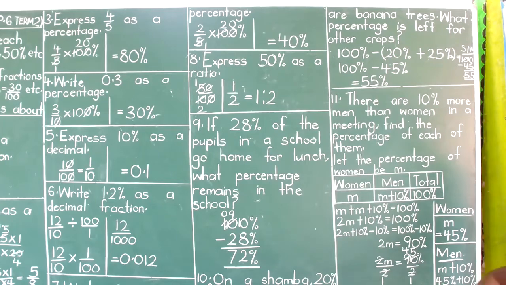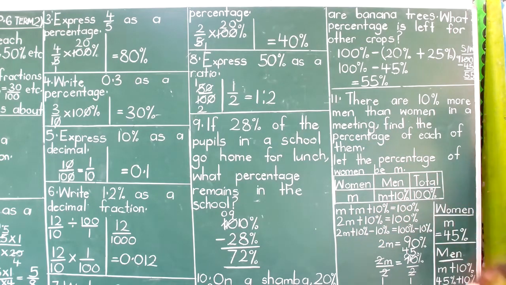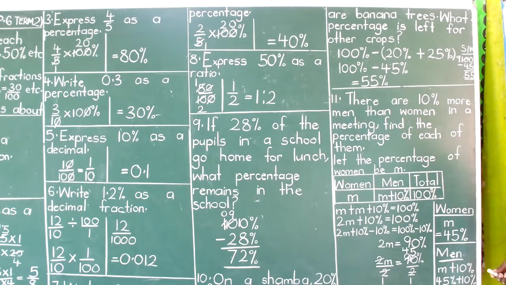And then the last example for this lesson about percentages. Later I'll send the application from number 9 all the way to number 11. So we shall read. It reads: there are 10% more men than women in the meeting. Find the percentage of each of them, that is men and women.